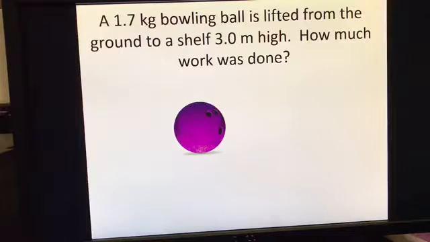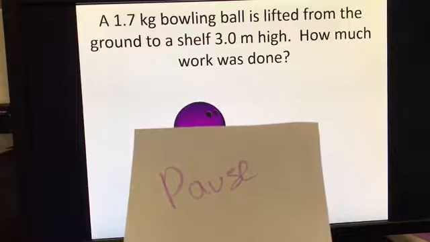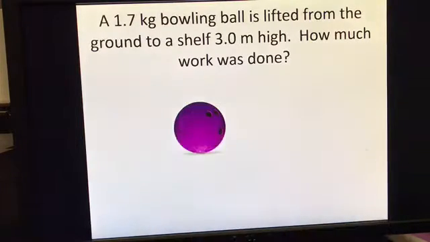Next, 1.7 kilogram ball is lifted from the ground to a shelf 3 meters high. How much work was done? Pause. Work it out yourself. All right, checking your answer.